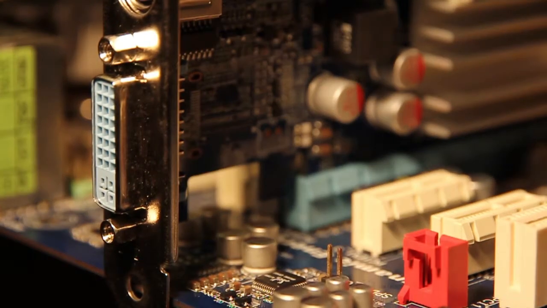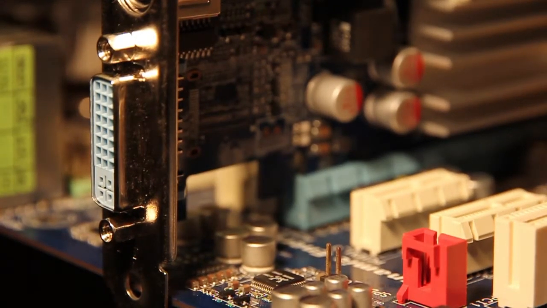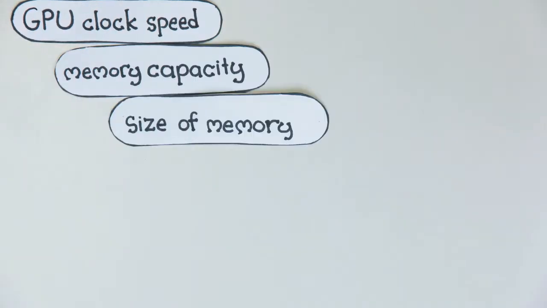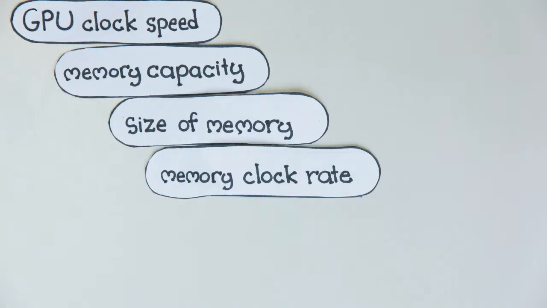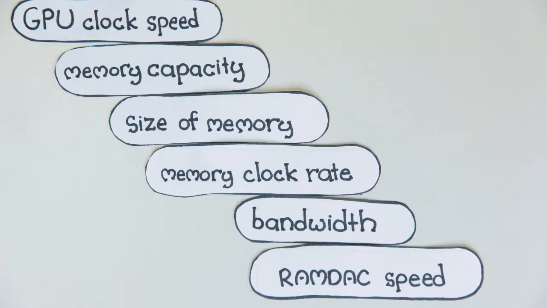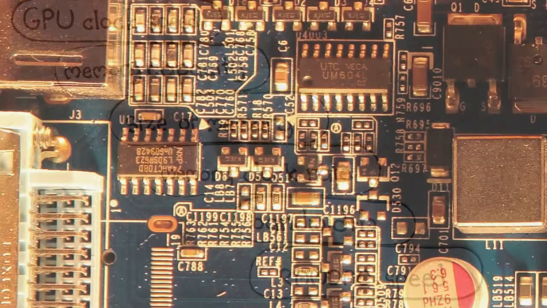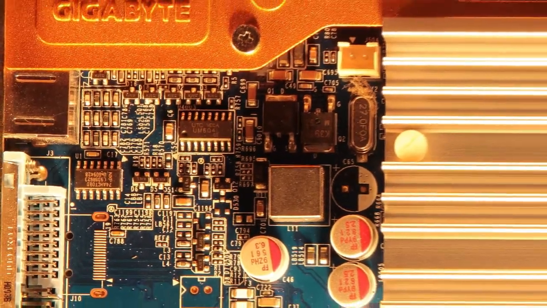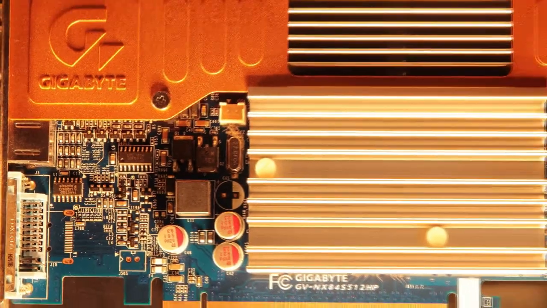Frame rate is one of the most important things that define a good graphics card. Understanding the GPU clock speed, memory capability, size of the memory bus, memory clock rate, and bandwidth, alongside RAM deck speed, is a way to determine how fast a graphics card is. When choosing a graphics card, it is important that the card provides the best resolution supported by the monitor.